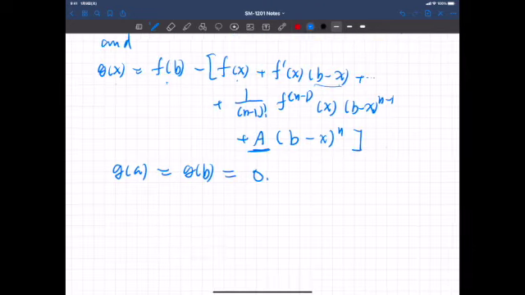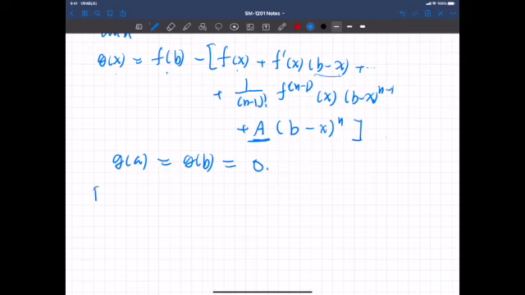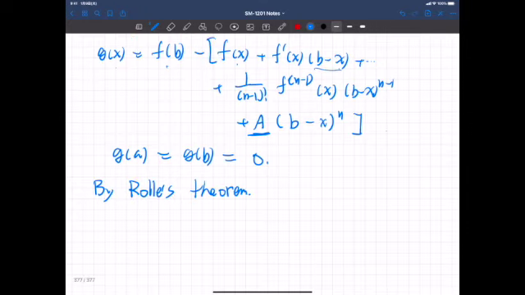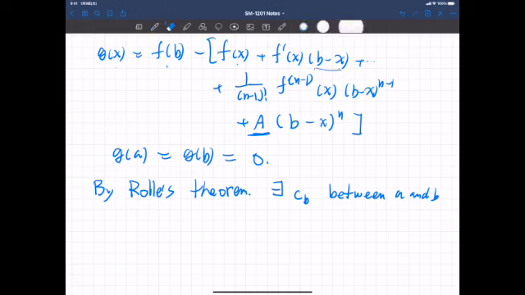Okay, so now we can apply Rolle's theorem. So that means there exists some value, let's call it c_b, between a and b, such that g prime of c_b is equal to 0.